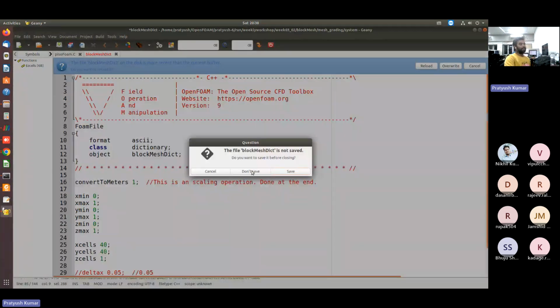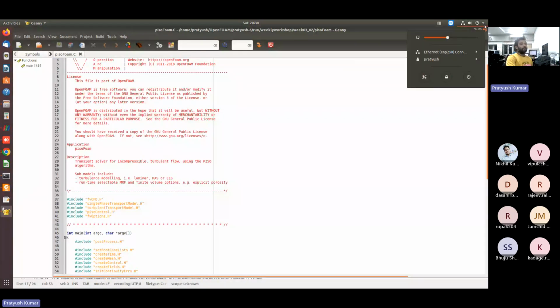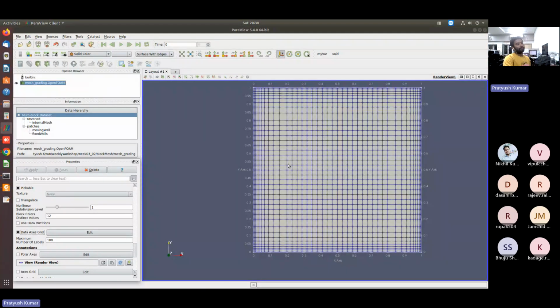This type of technique is required while you are going to solve turbulent models, where the wall y plus distance is an important factor. In that scenario this multi-block grading is required.